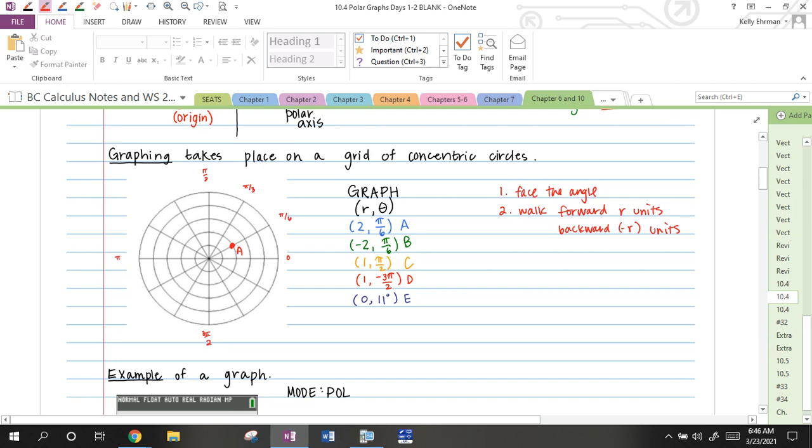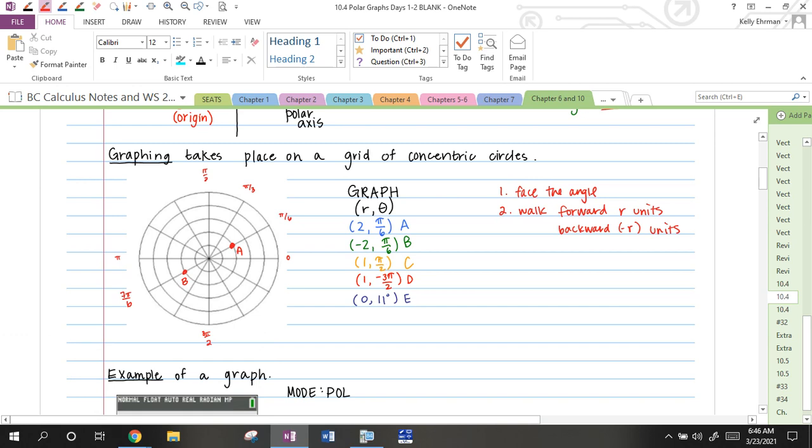The point B is negative 2, pi over 6, so you're still facing pi over 6, so you're still facing this way, but since that's negative 2, walk backwards 2 units. So you're still on this line. See how the pi over 6 makes a line? This would be like the 7 pi over 6 angle. So you're still facing the pi over 6, but you're going backwards 2 units. So this is B.